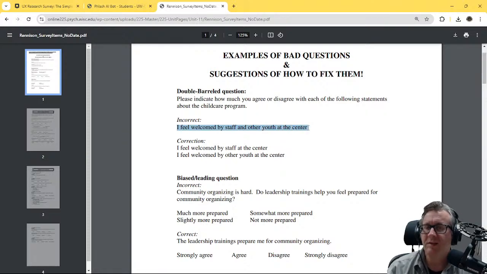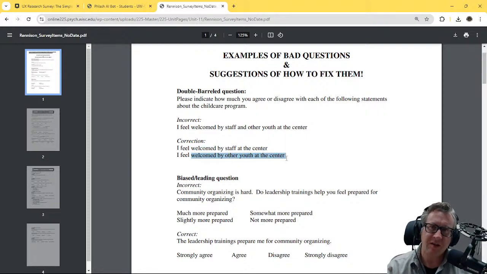All right. What makes this a double-barreled question is that there are two subjects here, right? The staff and other youth. I may have differing opinions about both. I certainly feel in any workplace, my views of my clients are very different from my views of my coworkers, right? So with "I feel welcomed by staff and other youth at the center," you could have a very differing opinion. The best way of handling that would be to separate those: "I feel welcomed by staff at the center." "I feel welcomed by other youth at the center."